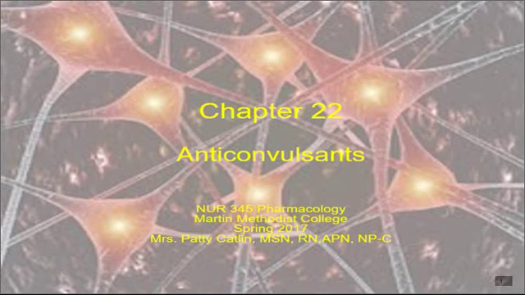Chapter 22, the third chapter for this week, the last for this week, and next week we're going to get into chapters 23 and 24, the neurologic disorders, Parkinson's and Alzheimer's, and the drugs for neuromuscular disorders. So this chapter is on anticonvulsants. I'm not sure how much you've studied on anticonvulsants at this point, but I'm going to try to help you so these drugs make sense.